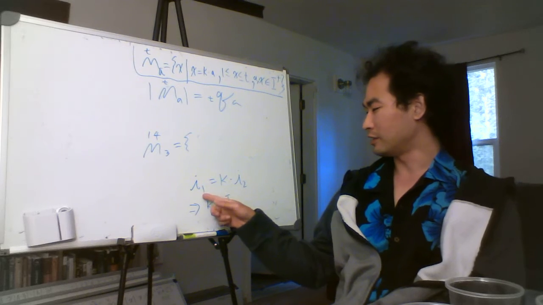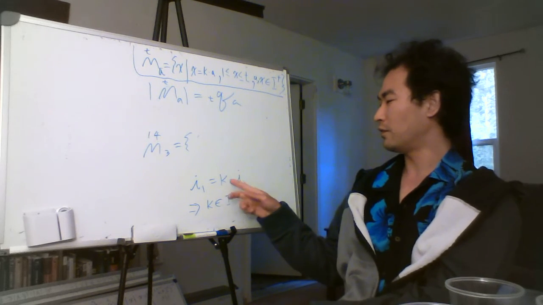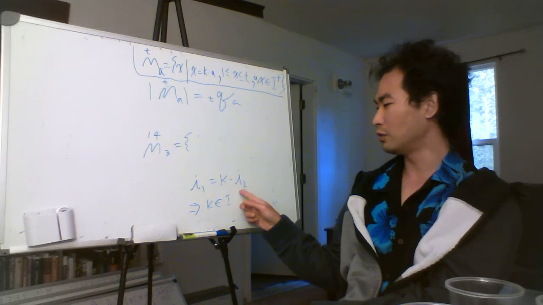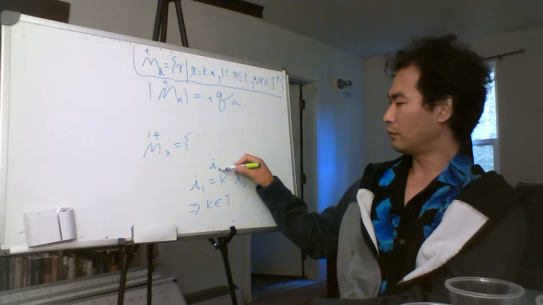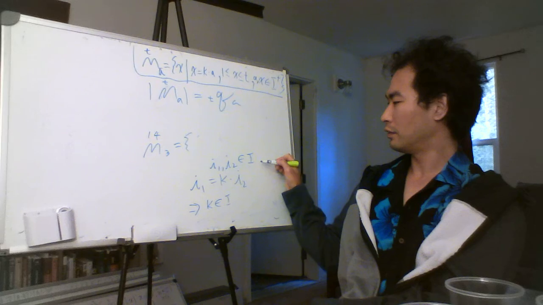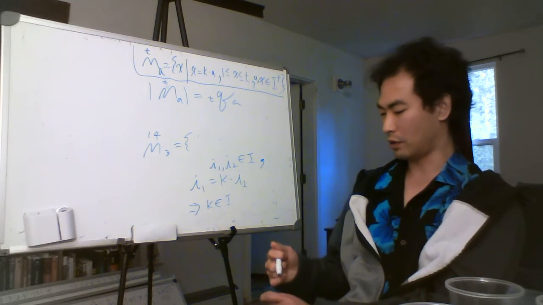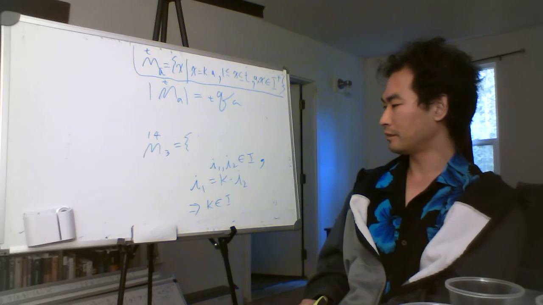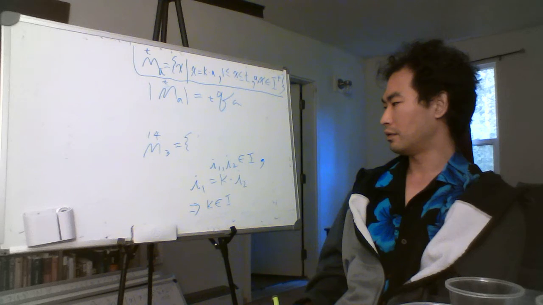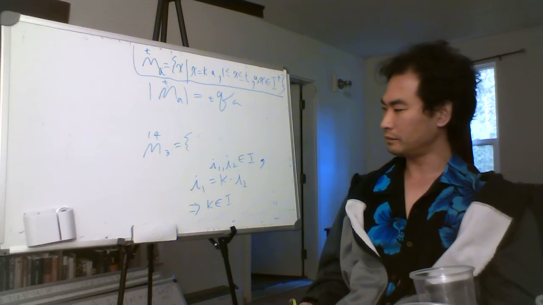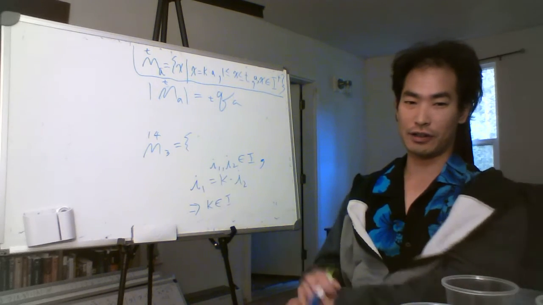I is an integer, I1 is an integer, I2 is an integer, and if I1 is equal to k times I2, then k is also an integer, okay? The comma means logical and. If these two things are true, then k is also an integer. So we have to prove this. We call it the integer theorem, IT.